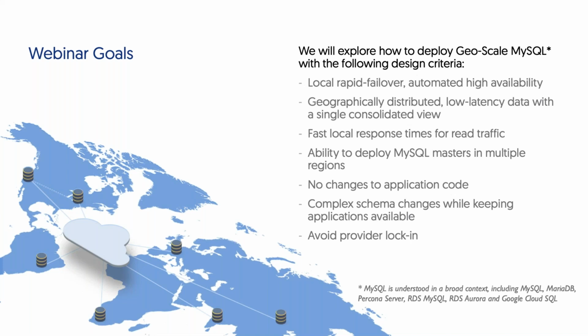Then we want maximum uptime, and this includes when we're doing complex schema changes. Schema changes are one of those things we always have to plan for and have a maintenance window for. So how can we make that better? And then finally, how can we avoid provider lock-in? We want to have access to our data, and we want to be able to take it wherever we want to.